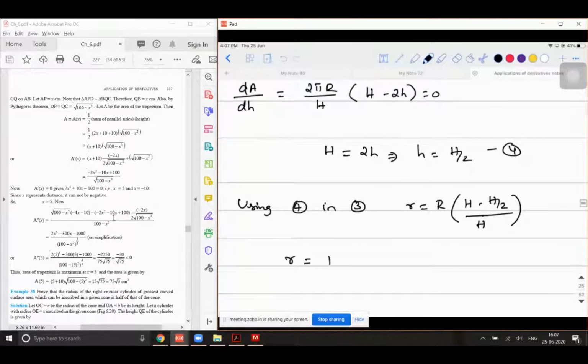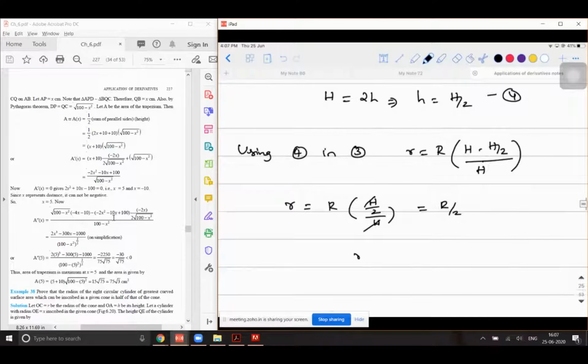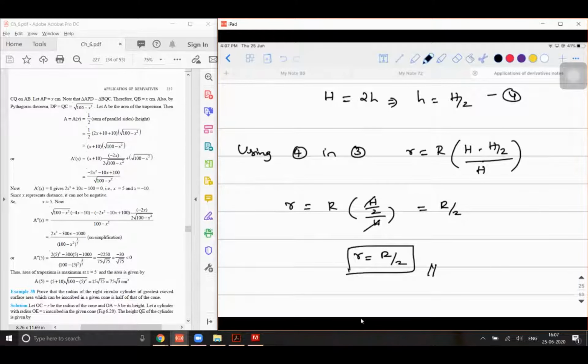Right. So small r is equal to capital R into h by 2 divided by capital H. Distance get cancelled. So this is what is required. So small r will be equal to capital R. Clear with this? And one more thing, obviously you need to do the second derivative test. That part I'm always leaving it to you. If there is anyone not clear, let me know.